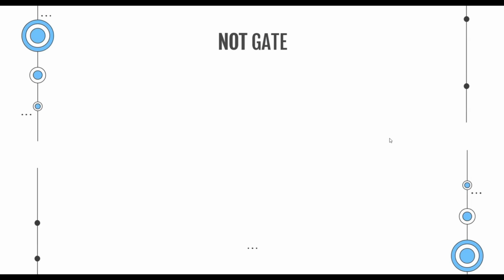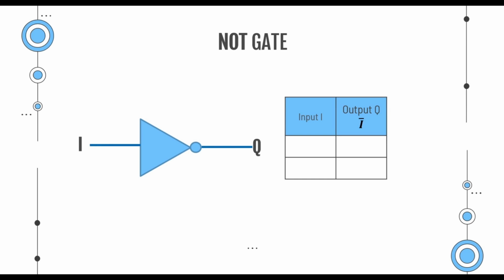Our next logic gate is NOT gate. This is the symbol that we use to represent NOT gate, and it has only one input and one output. So let's fill the truth table for this NOT gate. When the input is 0, the output will be 1. When the input is 1, the output will be 0.